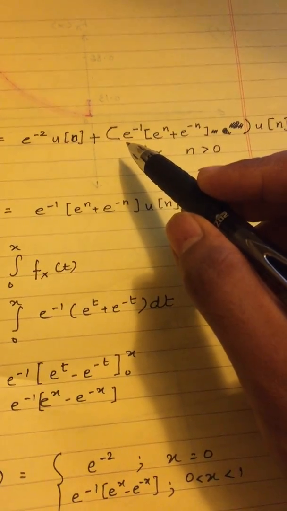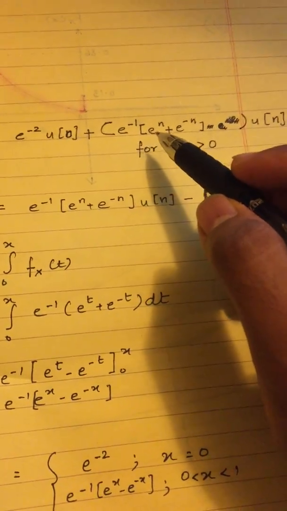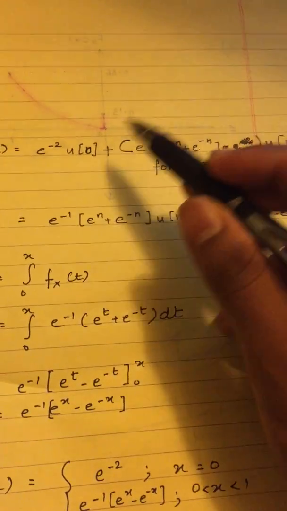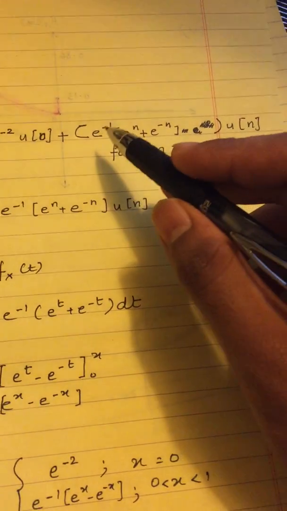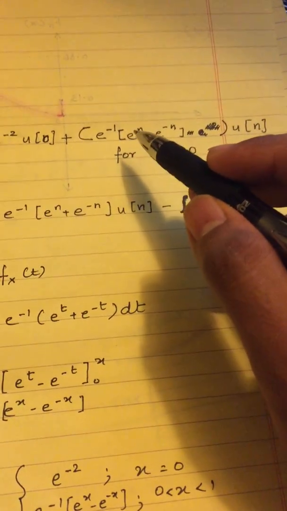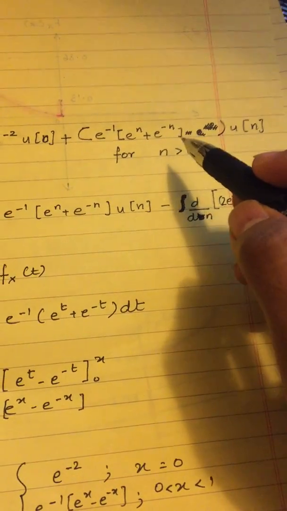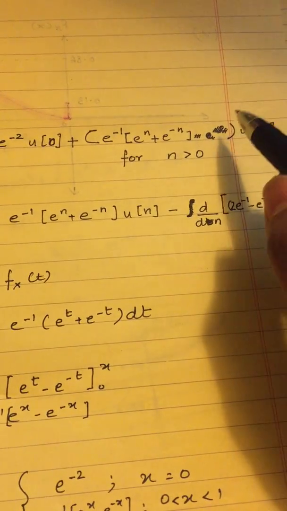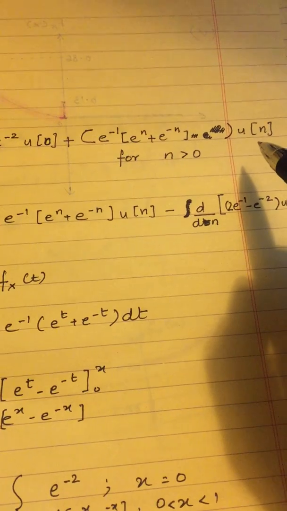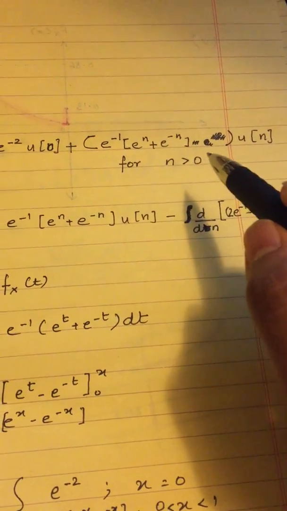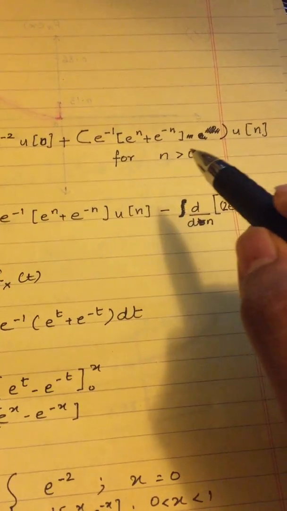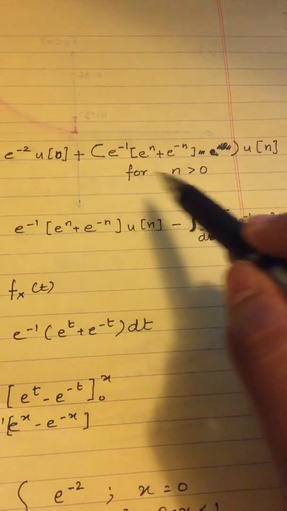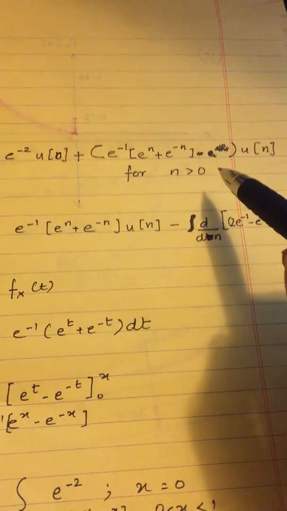Plus, we write the expression e to the power minus 1. We change the terms from x to n because we have this entire thing in n, right? So we have e to the power minus 1 bracket e^n plus e^minus n, and this entire thing into our step function only when n is greater than 0. This is because at n equal to 0 the value is this, and when n is greater than 0, then we have this value, right?